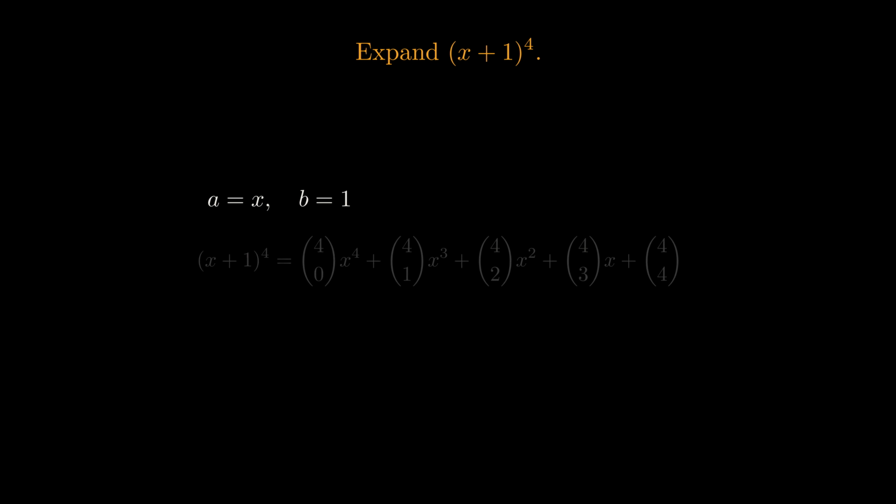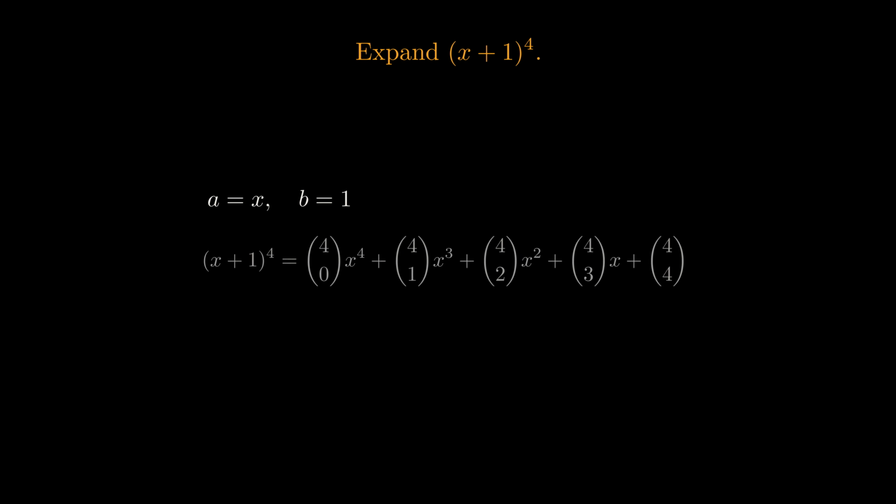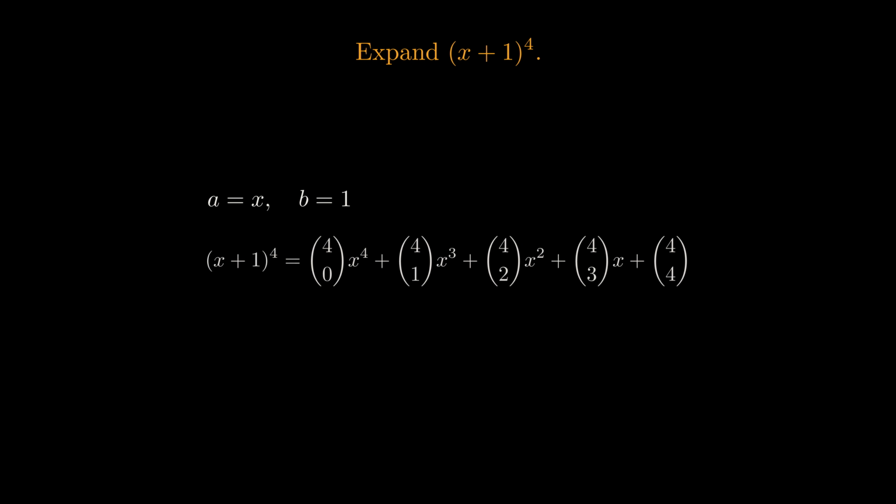Let's warm up with the friendliest case. Expand (x + 1) all to the 4. Set a equals x and b equals 1. Because every power of 1 is just 1, the b's vanish. And the expansion is nothing more than row 4, glued onto falling powers of x.